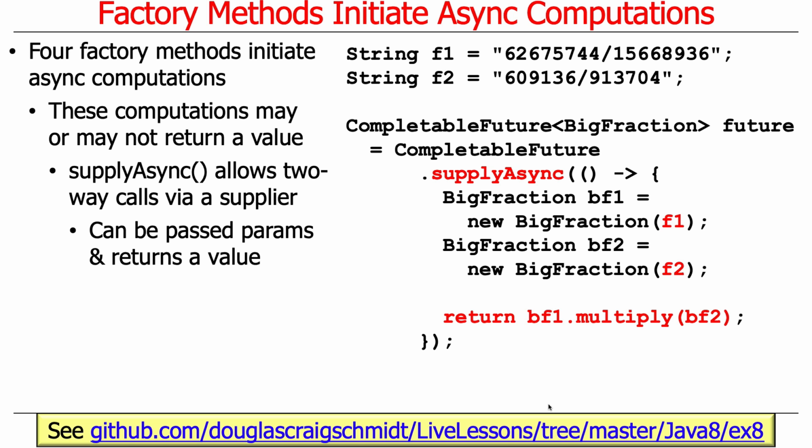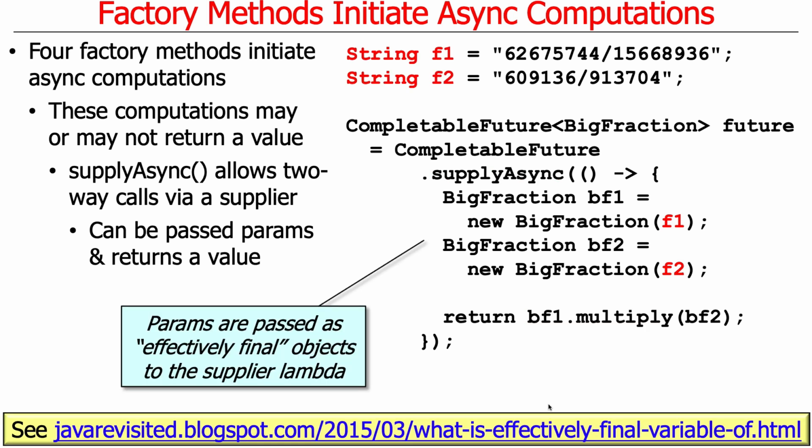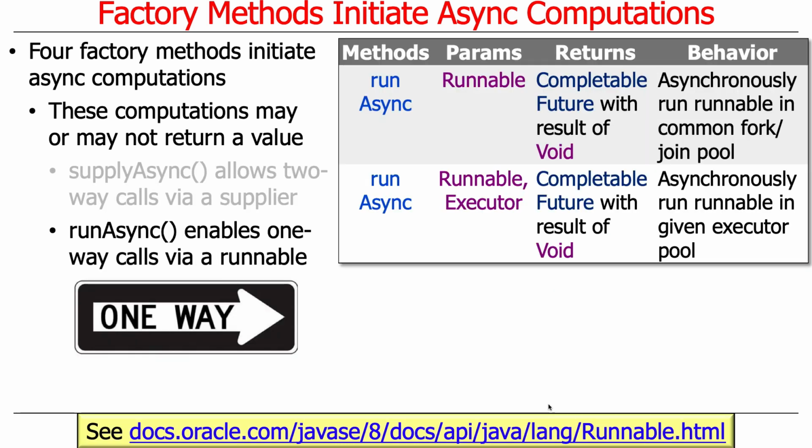So here's a simple example. We've seen a variant of this before. This time, instead of making a new thread and starting it, however, we're going to say CompletableFuture.supplyAsync, and then we give a lambda expression here that will create 2 big fractions from some effectively final string variables up here, and then multiply them together. And you can see here that F1 and F2 are treated as effectively final. And that's because between the point when they're set and when they're used, they aren't changed. Even though these are not explicitly defined as final, they're effectively final.